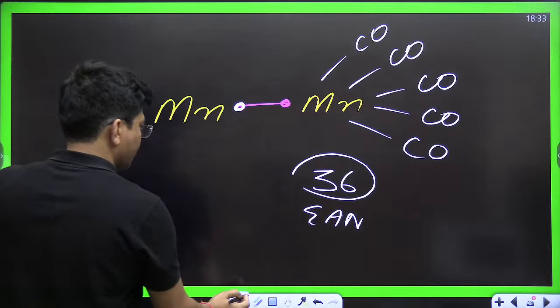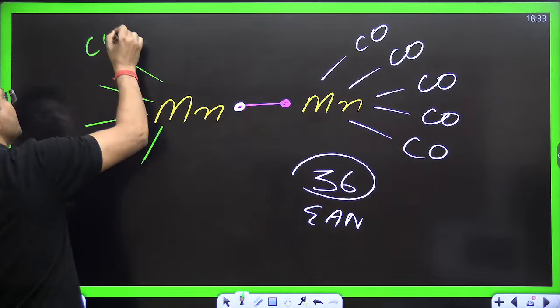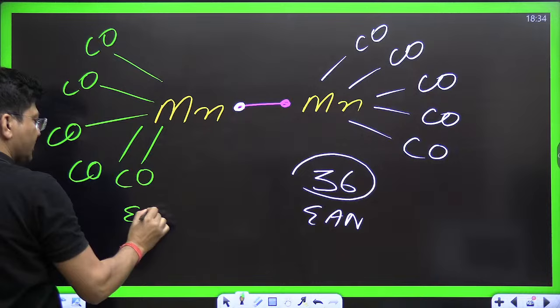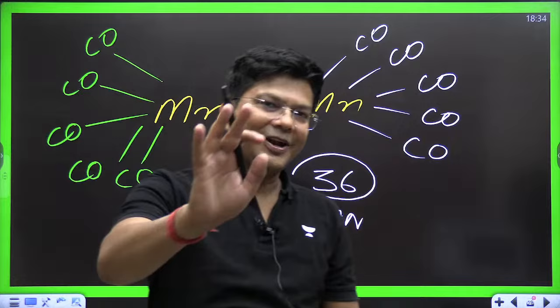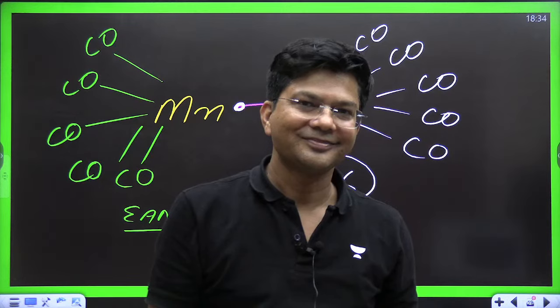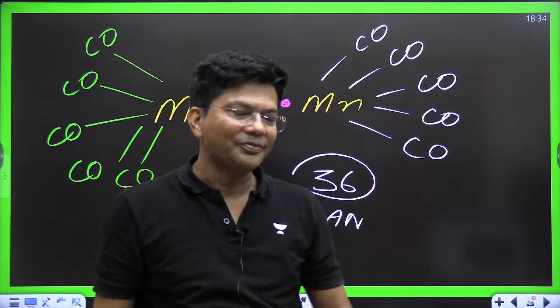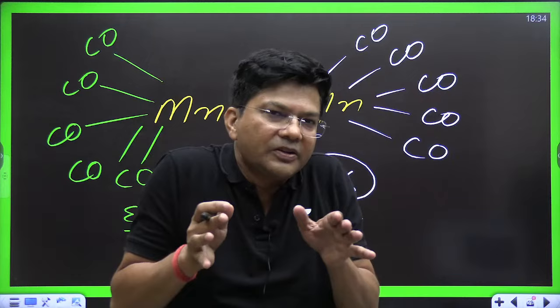And the effective atomic number of the other manganese will also be how much? 1, 2, 3, 4, 5. How much, kids? Do let me know. Its effective atomic number is also coming 36. It's very simple. Are you able to understand? Is everyone able to understand, my dear kids? Is this concept clear to all of you? Do let me know that this concept is super clear to each and every one.